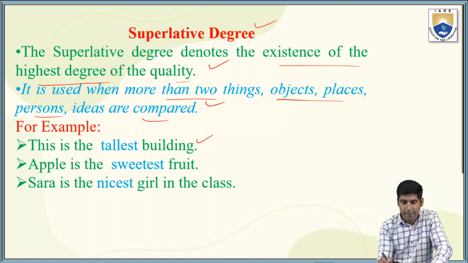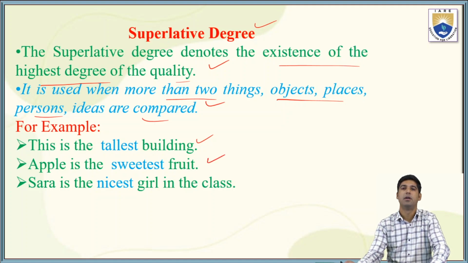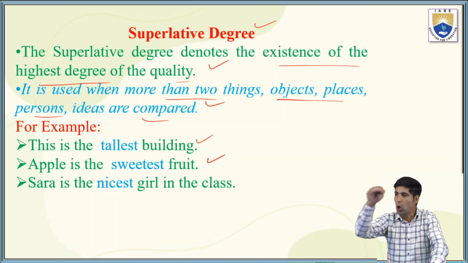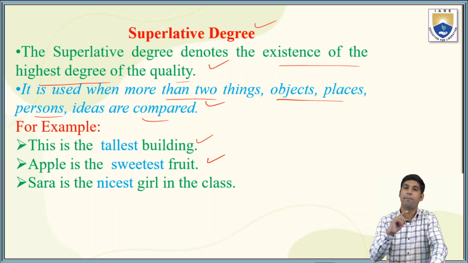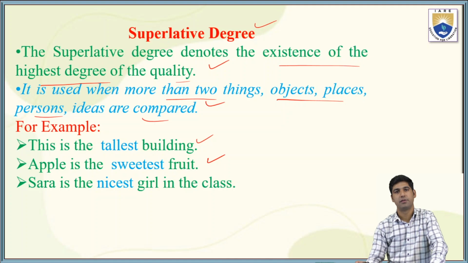Tallest means there is no building taller than this one. So when I say apple is the sweetest fruit, I mean it is the sweetest among all other fruits. So now the comparison is not between pear and apple. It is a comparison with all other fruits.